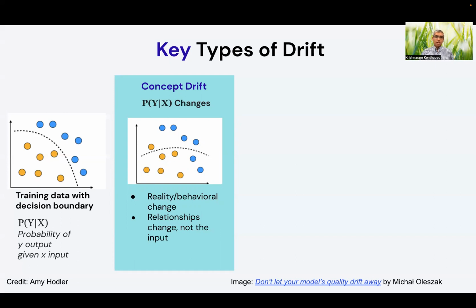This can occur due to changes in real world conditions, even if the input does not necessarily change. For example, in this illustration, we can see that the distribution of inputs has remained the same. The points are where they were, and even most of the class labels are as before, but the relationship has changed.